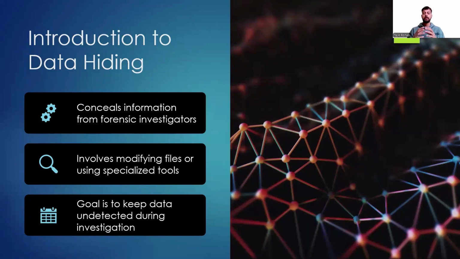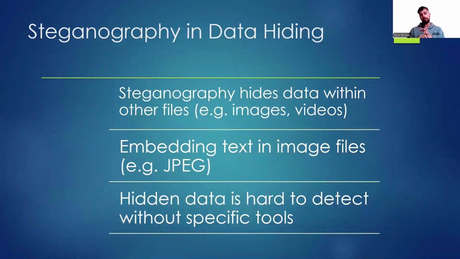The goal is to keep the data which can be used as evidence hidden from the investigators, and it is one of the most common techniques used. There are two ways to hide your data. One is steganography, the other is alternate data streams. Steganography hides data within other files. It can be images or videos, but inside those images or videos there will be embedded text, and the embedded text would have evidence, which they try to hide from the investigators. And again, this makes hurdles in forensic investigations.